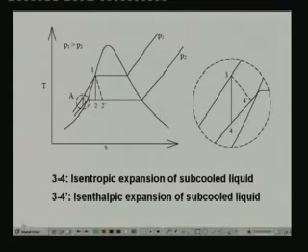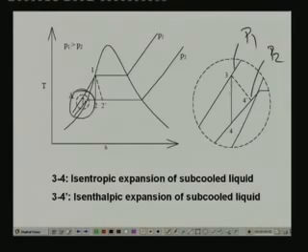Okay, for the same pressure drop P1 to P2, now the expansion is taking place not in the saturated or vapor dome region, but it is taking place in the liquid region itself. That means here. Okay, so I have magnified this. You can see that this is again P1 and this is again P2.